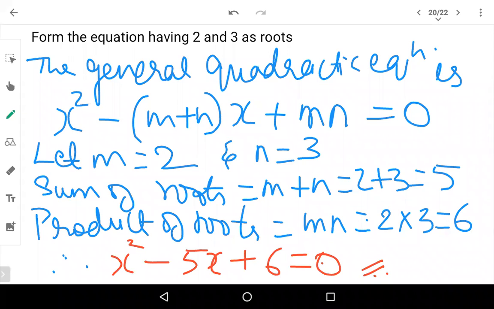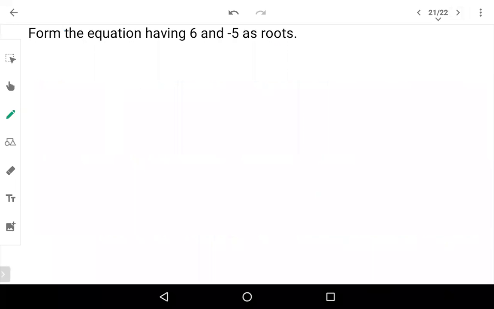Good. Everybody has given the correct answer. m plus n is 5 and then 6 and then x square minus 5x plus 6 is equal to 0. Okay. Now let us solve one more similar problem. But before that, any doubts in this problem? Okay. Now form the equation having 6 and minus 5 as roots. Try this. Try and tell me the equation.